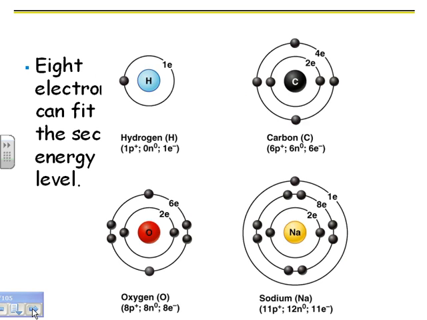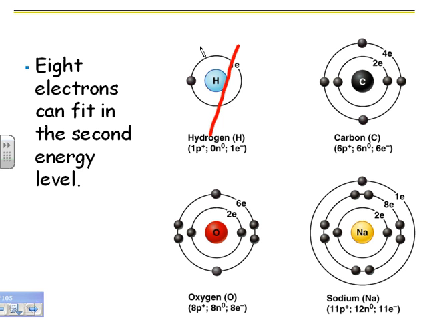8 electrons can fit into the second energy level. So this one doesn't have a second energy level, we won't even look at it. It has one energy level, but it doesn't have a second energy level. That's why I put an X.